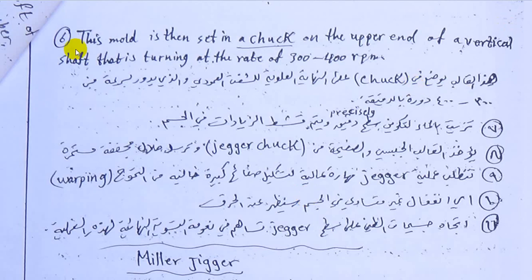This mold, this is point 6, is visualized as follows. As you can see, this mold is placed in a chuck at the outer end of the vertical shaft, which rotates at 300 to 400 RPM, revolutions per minute. Meaning the mold is placed in the chuck at the upper end of the vertical shaft, which rotates at 300 to 400 revolutions per minute.